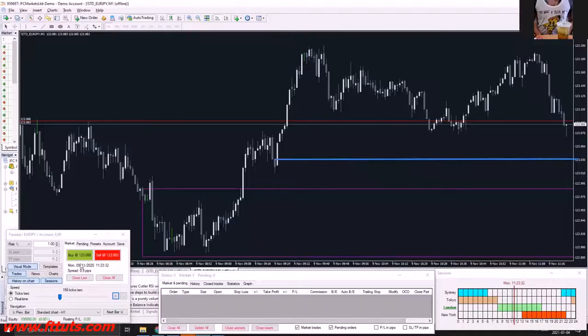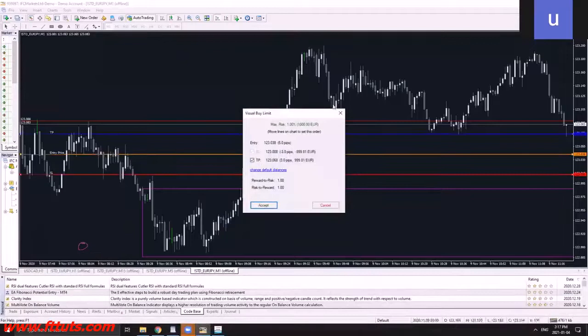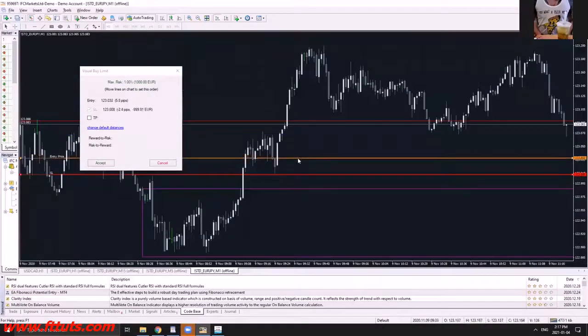Hey, Coldwater, how would I enter or put a limit order here? Wait, so go to pending, put buy limit, right? And take off your TP unless you want it. Nah, I'm good. Just put a buy limit there. I would add a buffer and maybe a pip or two of buffer too. You can cover your imbalance if you want.